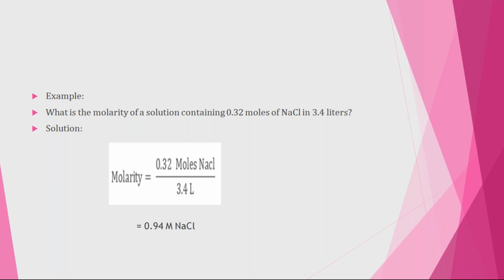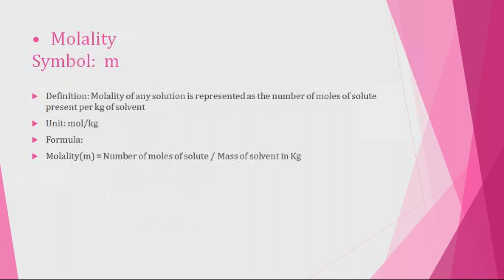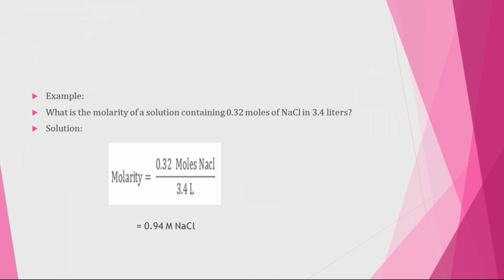So what is the molarity of a solution containing 0.32 moles of sodium chloride in 3.4 liters? Just 0.32 divided by 3.4. So whatever you get is 0.94 moles per liter molarity. So we'll take one example for this.